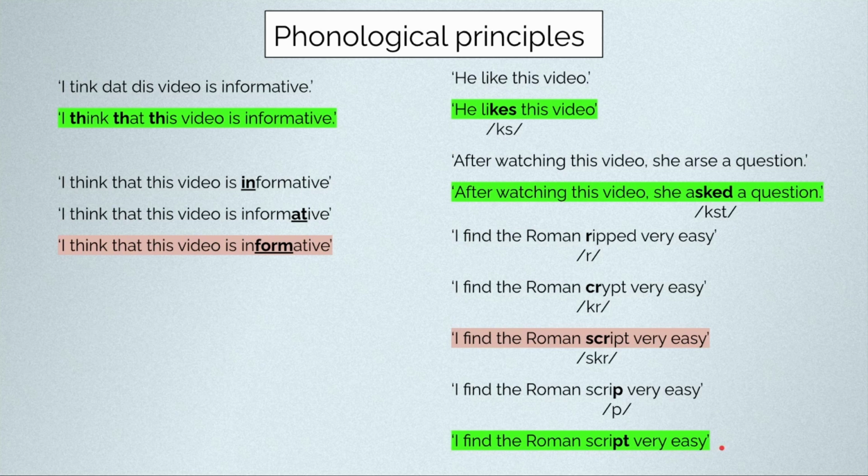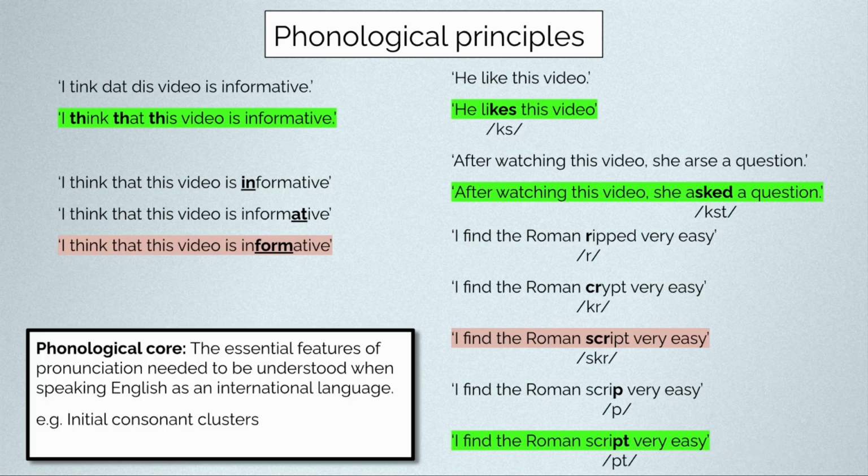So what's the point of all this? Well, this is all about the phonological core. The phonological core is the essential features of pronunciation needed to be understood when speaking English as an international language. For example, initial consonant clusters. We're looking at you here, Roman script, not a crypt or not someone who is ripped. In addition to consonant clusters, we can also say word stress here is also essential in order to be understood, but not necessarily final consonant clusters as in asked.